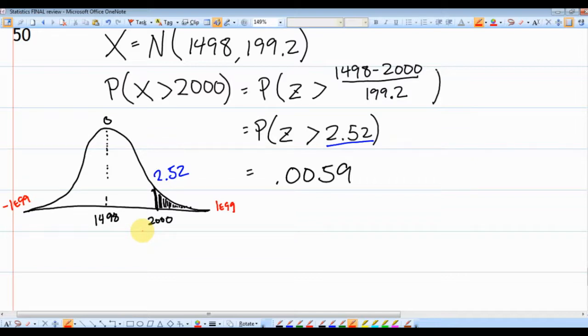I know you want us to do this one like an FRQ, write it out, but if it's multiple choice, can we just plug the 1498 and the 199.2 into the calculator? I'm not going to teach how to do that, but you can. I just did it the same way you did it with the z. It will come out the same answer. Any questions with 50?